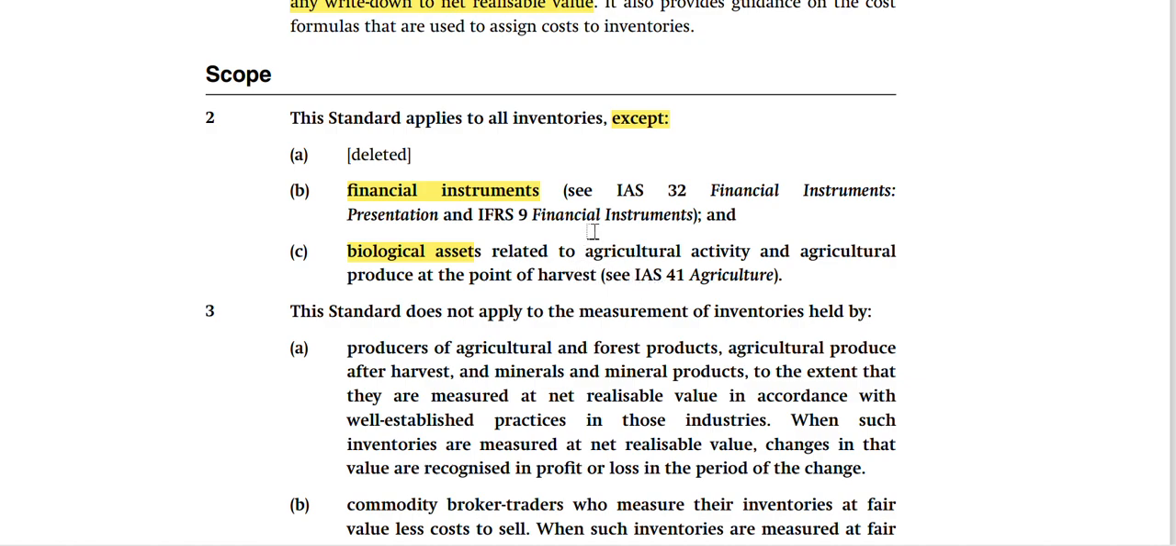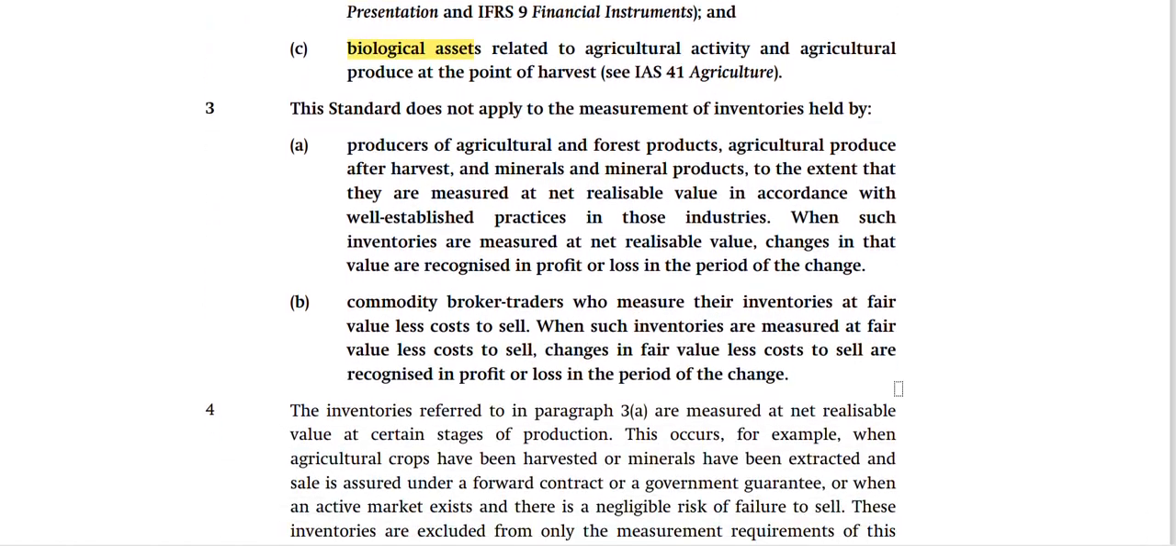And what are those standards? We're looking at International Accounting Standard 32, IFRS 9, as well as International Accounting Standard 41. So you need to take into account in your summary, when you're summarizing the standard, to say in this standard, or in International Accounting Standard 2 Inventory, it does not apply to the financial instrument as well as biological asset. And then we're looking at paragraph 3.